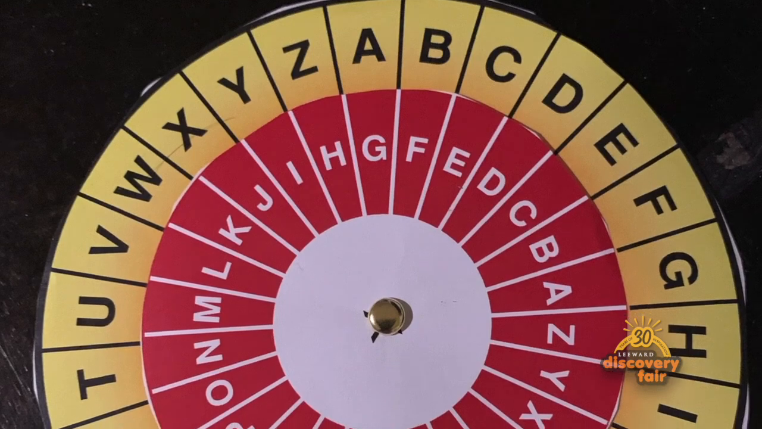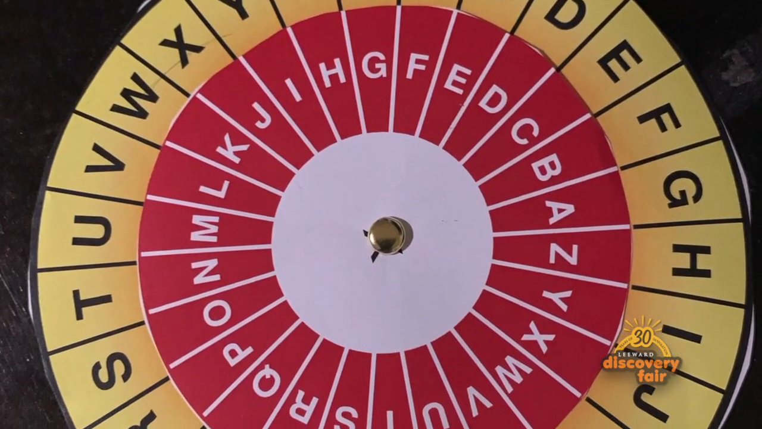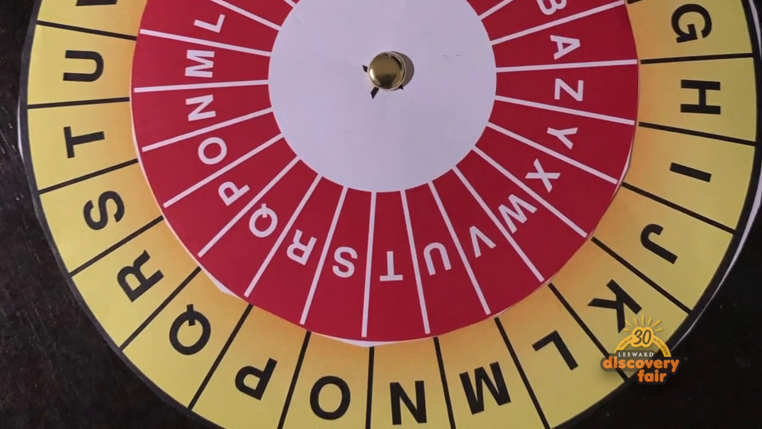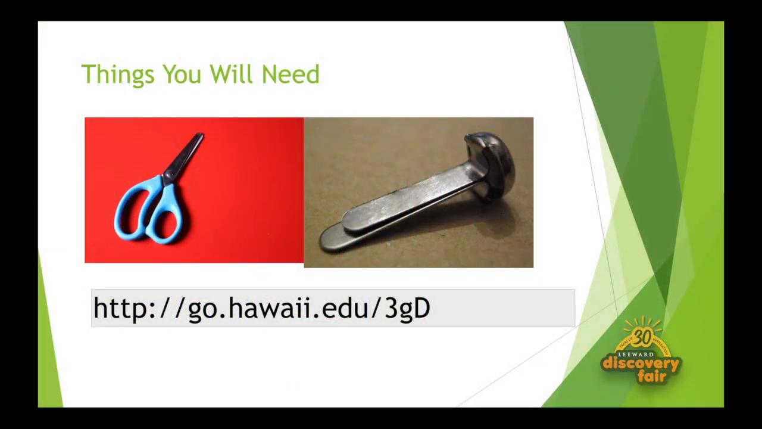We're going to create a cipher wheel, which is a cool tool that we can use to send secret messages and encrypt text. In order to create your cipher wheel, you're going to need scissors, brass fasteners, and you're going to have to download the template at the URL below.